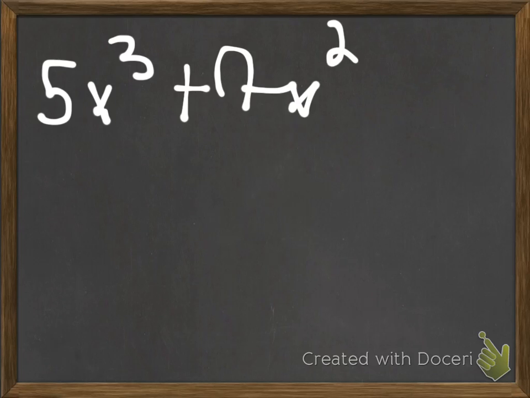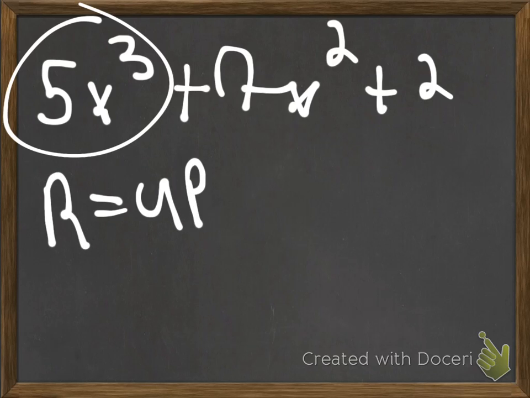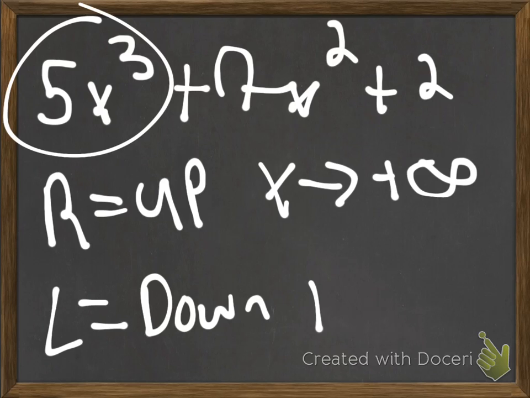Let's say we have 5x to the 3rd plus 7x to the 2nd plus 2. Still, we have a positive leading coefficient, so that means that the right side would go up. Again, x goes to positive infinity. But since the exponent is odd, that means that the left side would go down, or x goes to negative infinity.